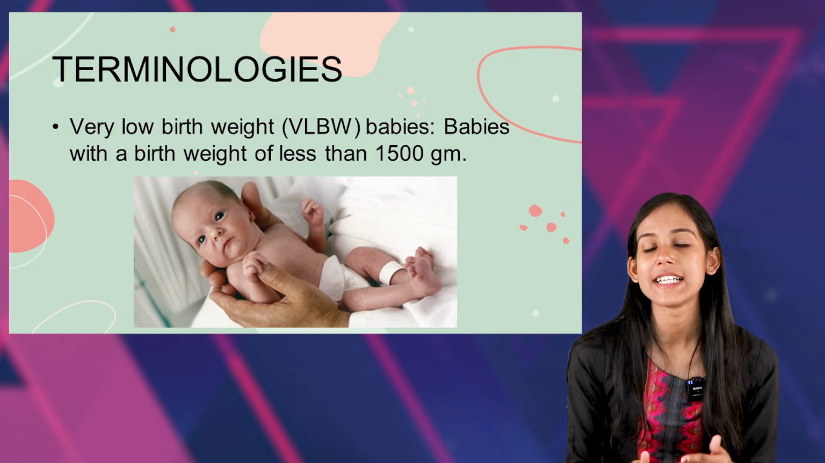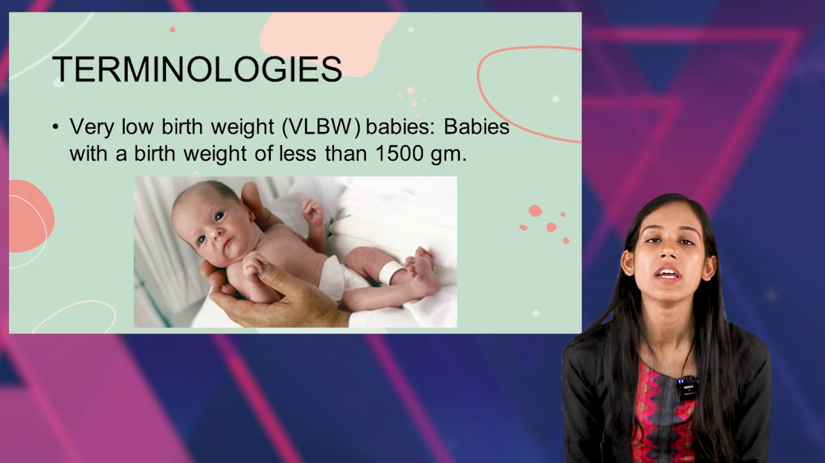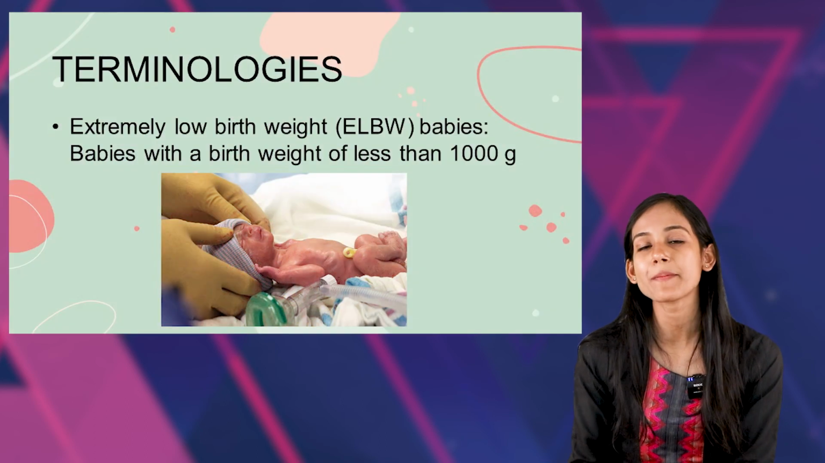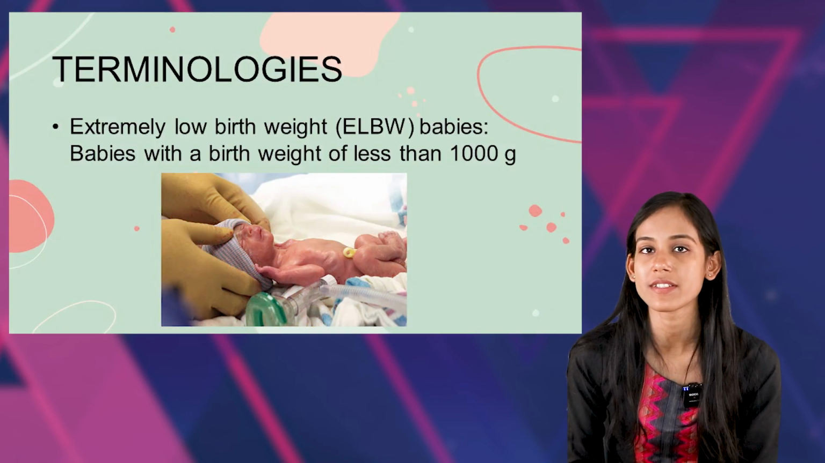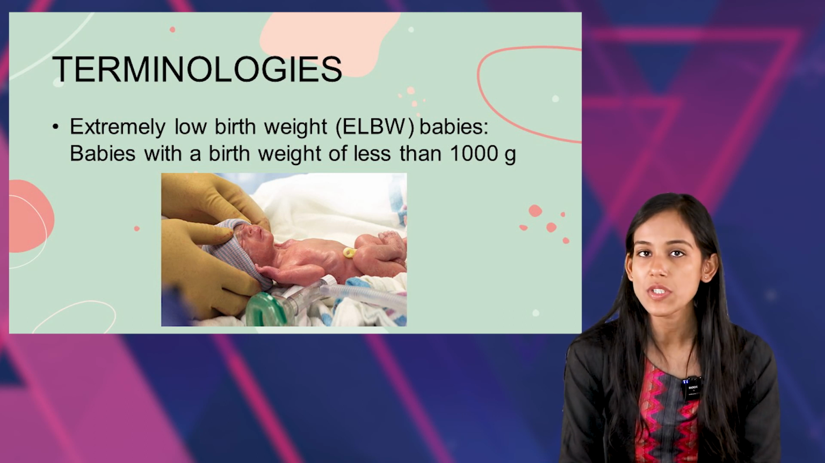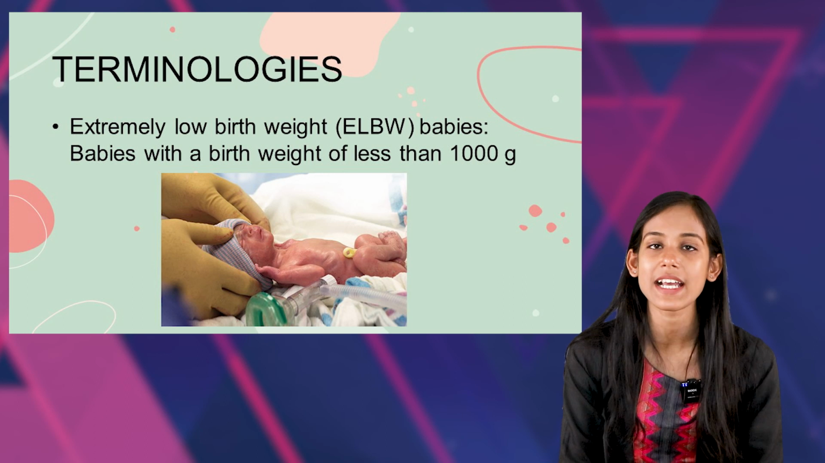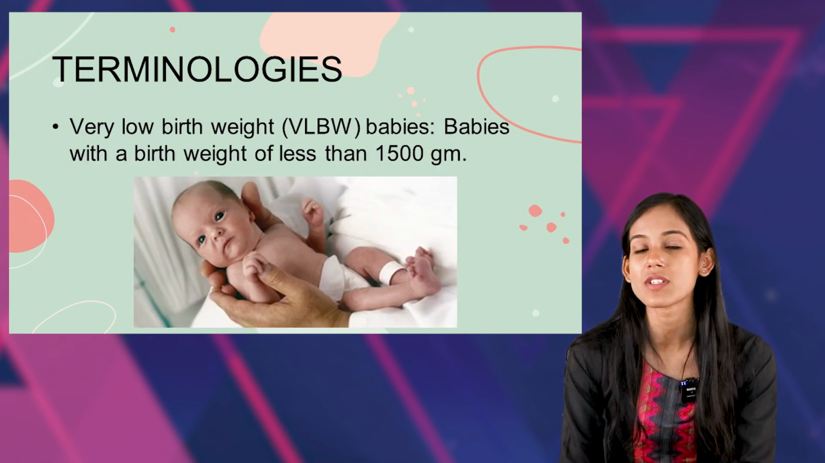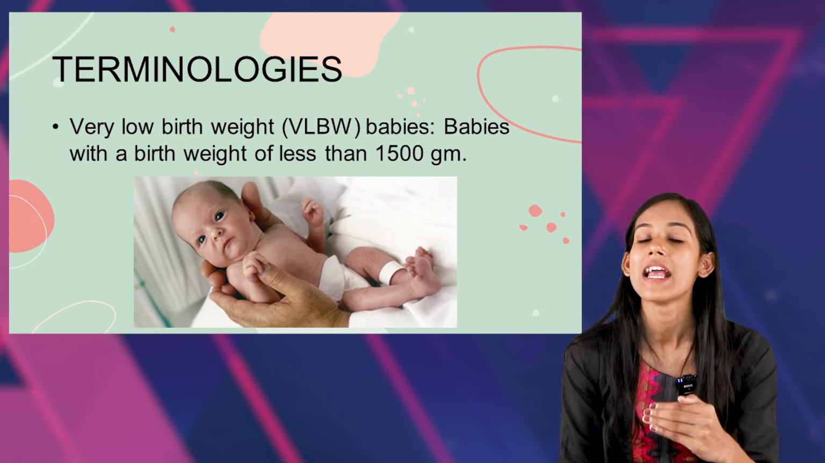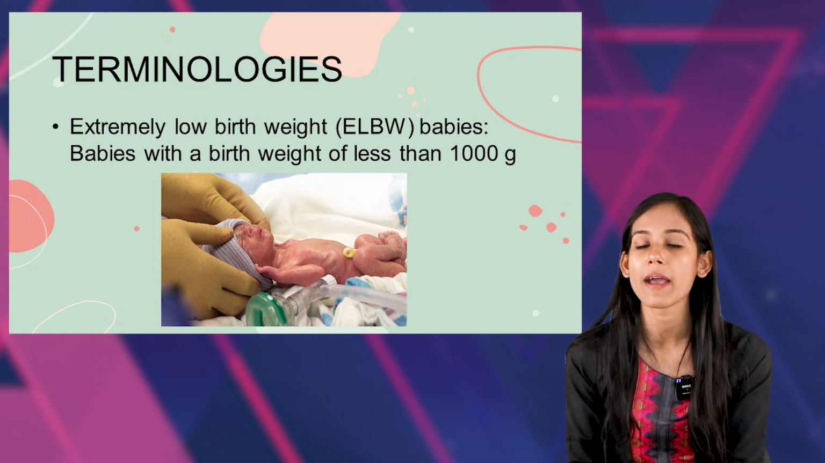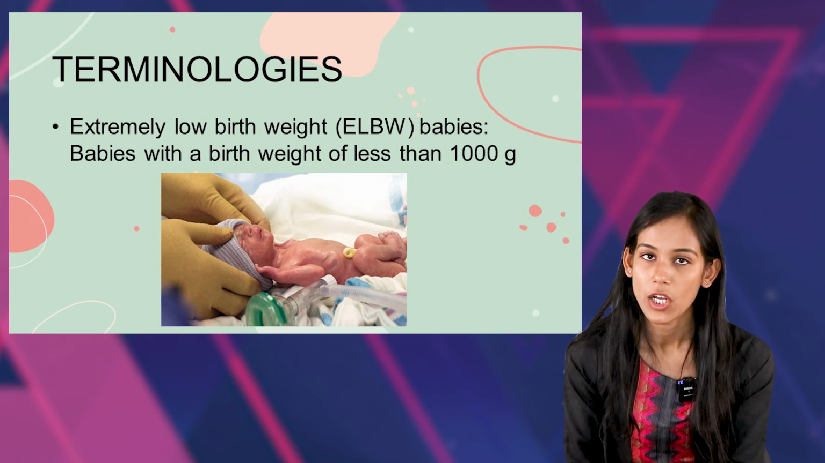When the birth weight is less than 1500 gram, we call it very low birth weight. And when the birth weight is less than 1000 gram, we call it extremely low birth weight. So here we got two terms: very low birth weight, which is less than 1500 gram, and extremely low birth weight, which is less than 1000 gram.